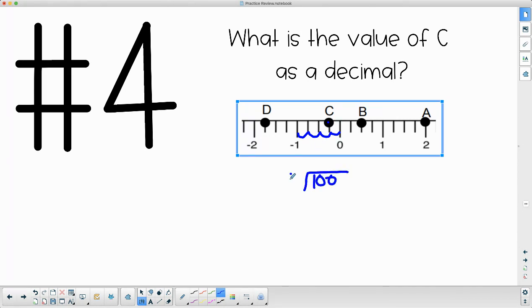So if I take 100 and I divide that by 4, thinking quarters, I know that goes in there 25 times. So that means all of these are a quarter or a fourth, and we need 4 of them to get to one whole thing. So every time I move over one place, that's 0.25. So here we have C back one place.